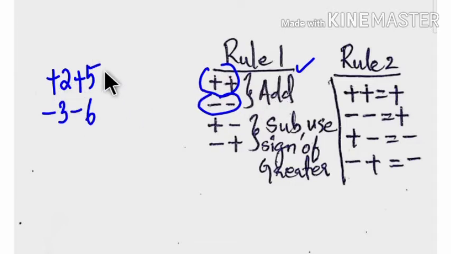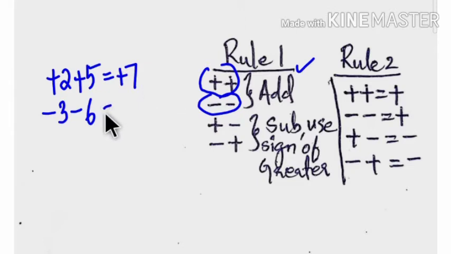So in the first case, the numbers are 2 and 5. So when we are adding 2 plus 5, the answer is 7. And we should use the same sign. That is positive. So positive 7 is the answer. Plus 7 is the answer.